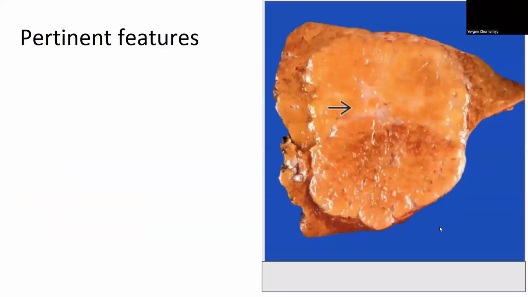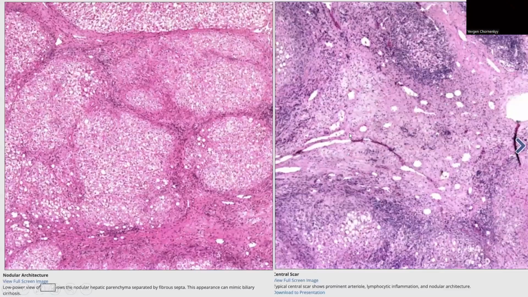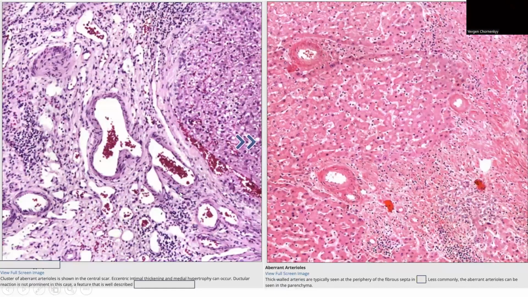Grossly, what you would expect to see is a nice central scar. You guys didn't get a gross picture, but hypothetically, you would see that. These are from Expert Path, so thank you, Expert Path. We saw some nodular architecture. We saw some unpaired arteries with maybe some lymphocytic inflammation on the side. Not super specific findings, but again, more unpaired arteries.